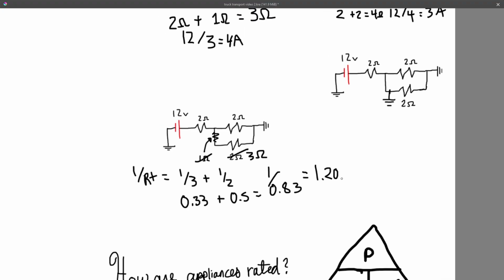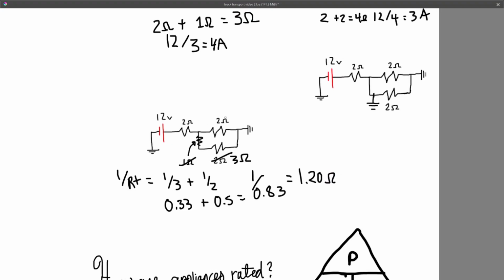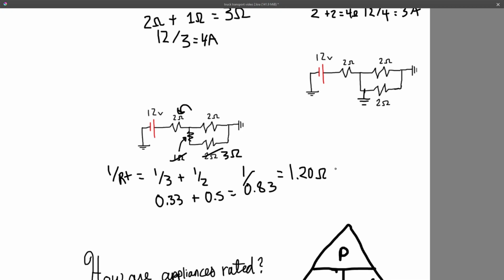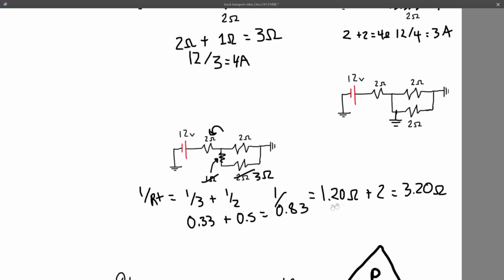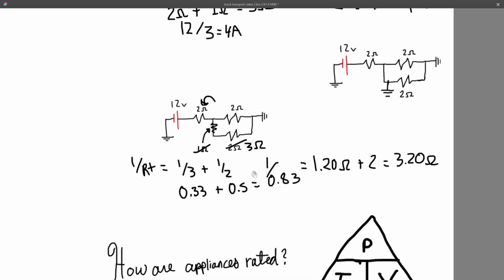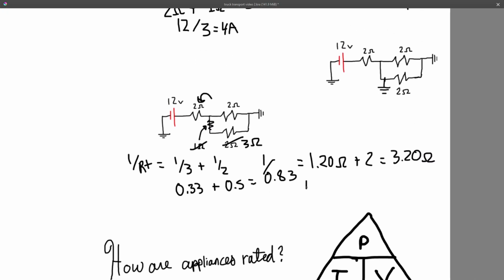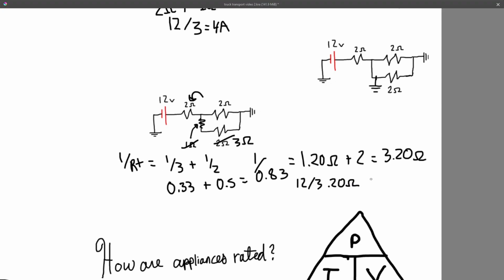Now, this is your total ohms of resistance, but keep in mind that it's a series parallel, so we still have to add this bad boy. 1.20 plus 2 gives us 3.20 ohms total circuit resistance, which would mean to calculate the total amperage through this circuit, we take 12 divided by 3.20 ohms, which would give us 3.75 amps.